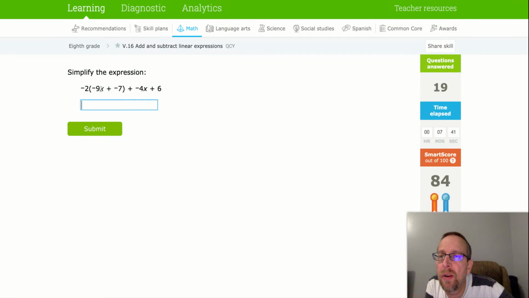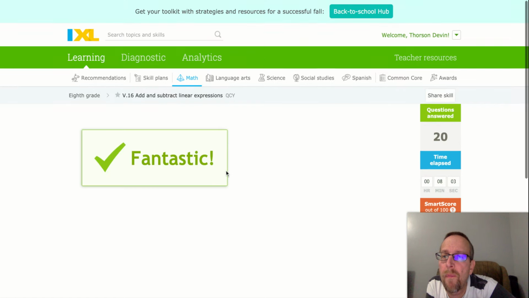Okay, I see a term here with an x and a term here with an x, but this term I have to times by negative 2 first. Negative 2 times negative 9 is 18. 18 plus a negative, or 18 minus 4, would be 14x. Then I have this negative 2 times the negative 7 is 14. 14 plus 6 is positive or plus 20.